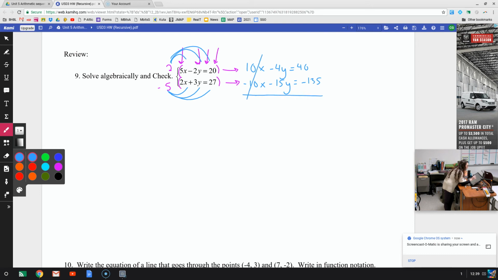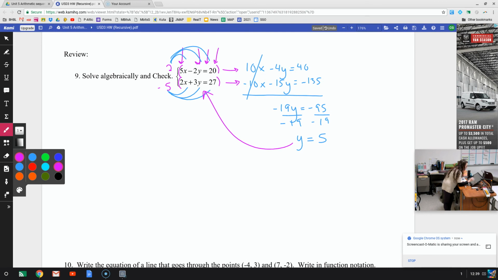When I add these together, I'm going to end up with negative 19y equals negative 95. Divide by negative 19, divide by negative 19. My y value will give me 5. Now that I know my y is 5, I can take that and plug it back into either one of those equations.